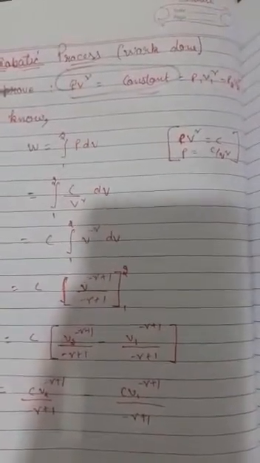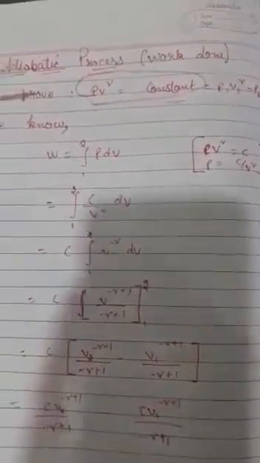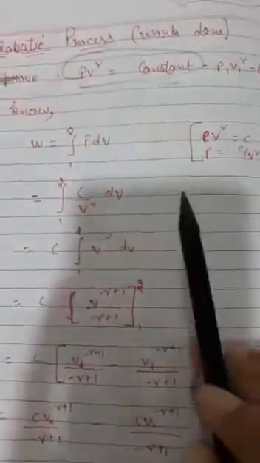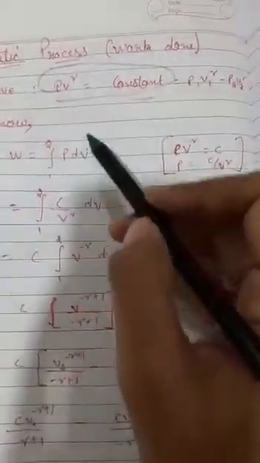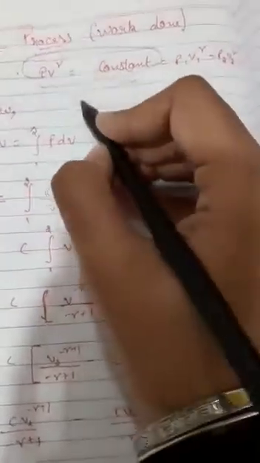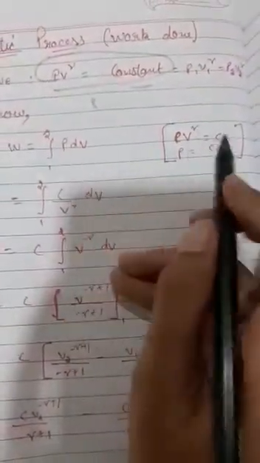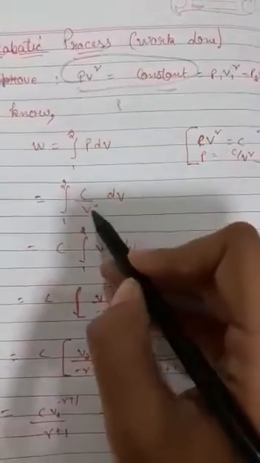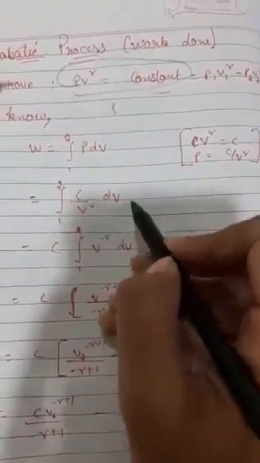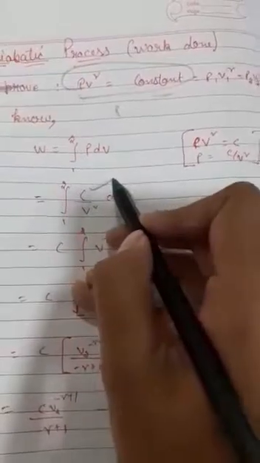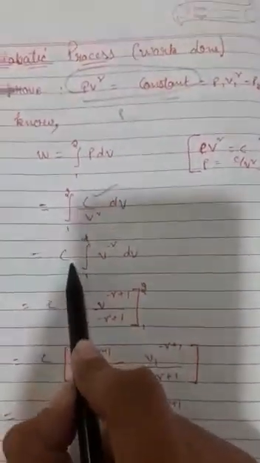Now we know to find the total work done we need to do integration, and we will take limits as 1 and 2. Now P dV I can write, where I have this equation PV^γ is equal to C, then in place of P I can write C upon V raised to power γ into dV. Now C is my constant term, so I can take this constant term outside.